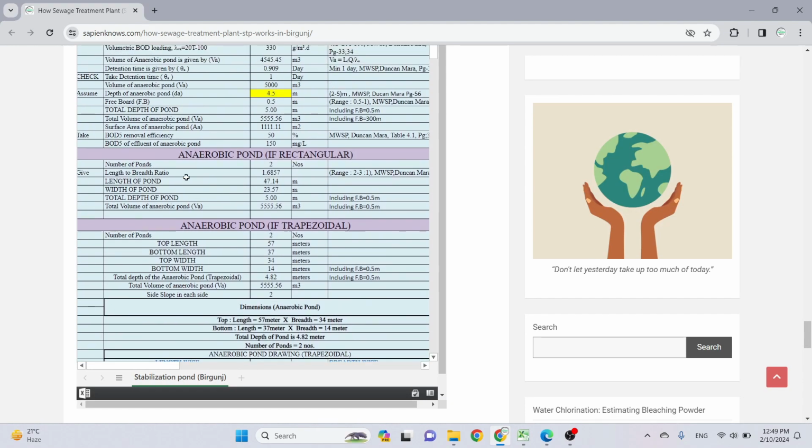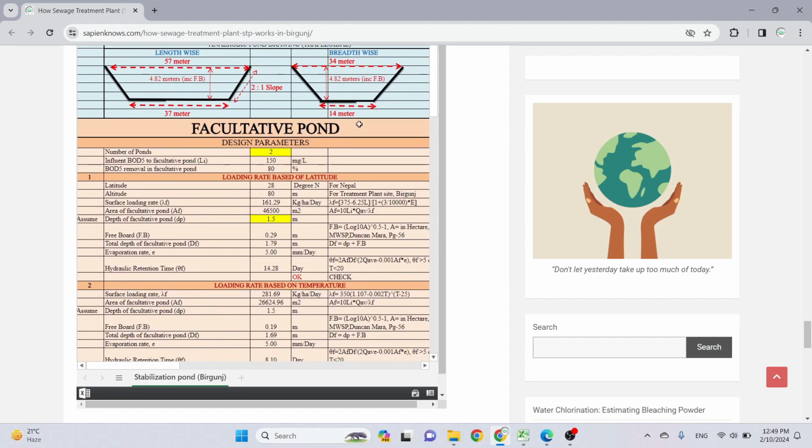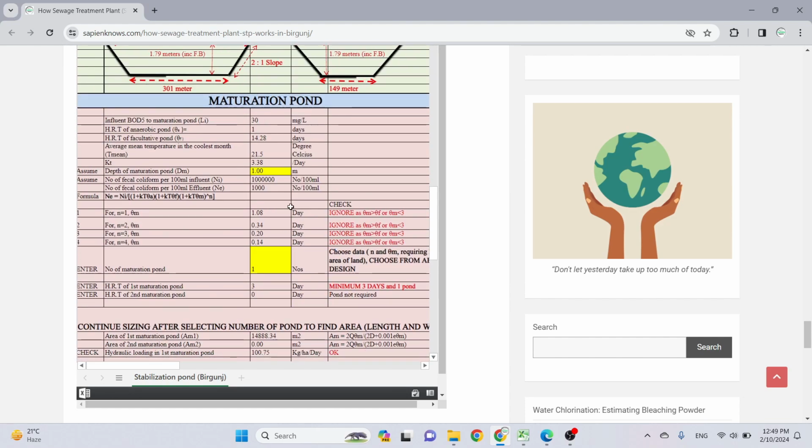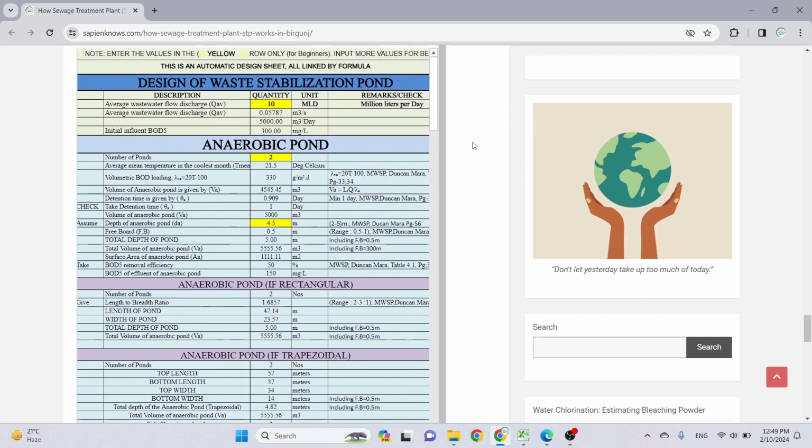You can also be creative and bypass the anaerobic pond, or you can also bypass the facultative pond or the maturation pond, and you can customize in any way that you require for your specific site condition.